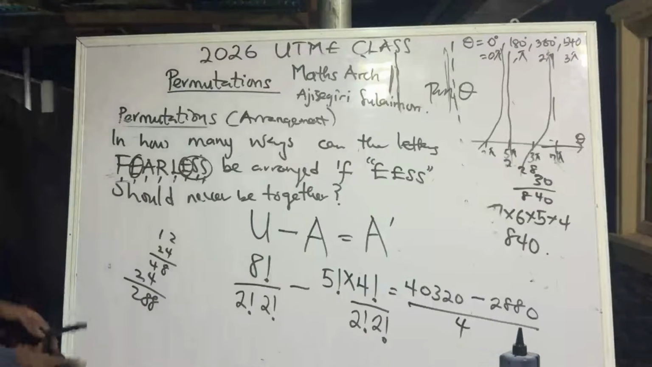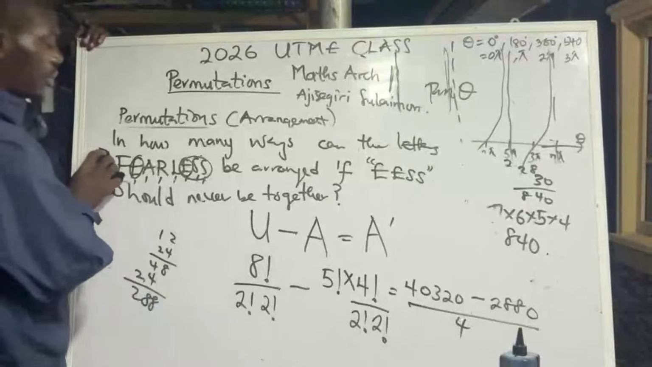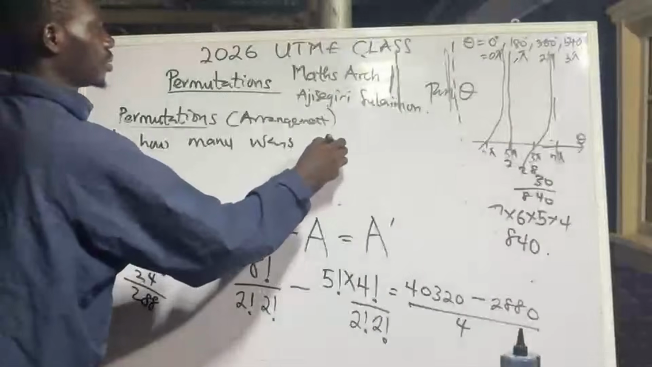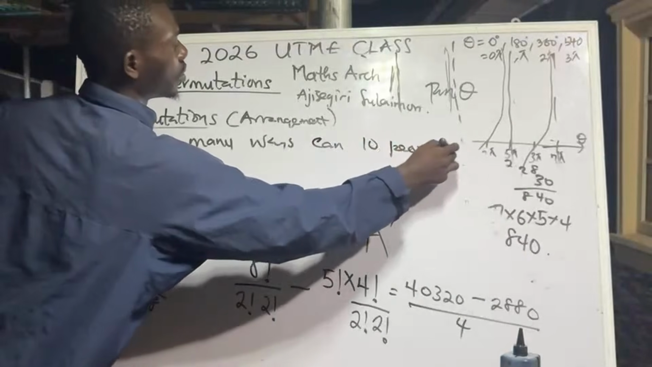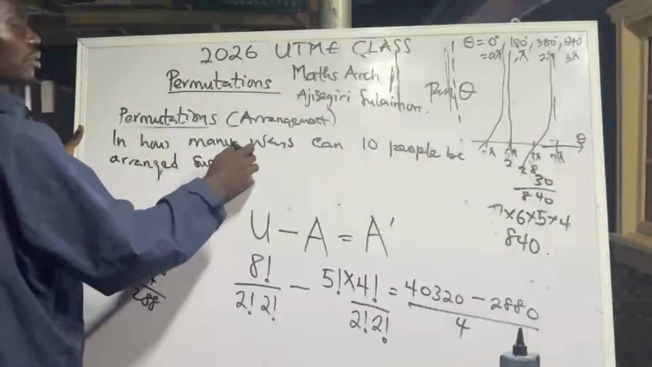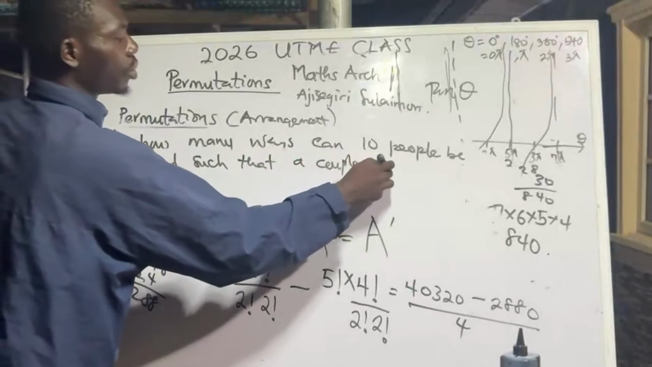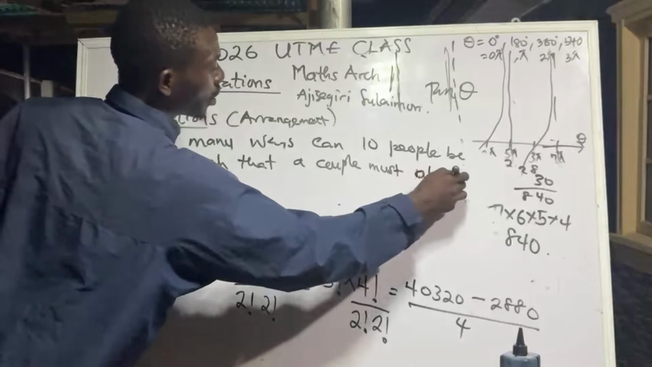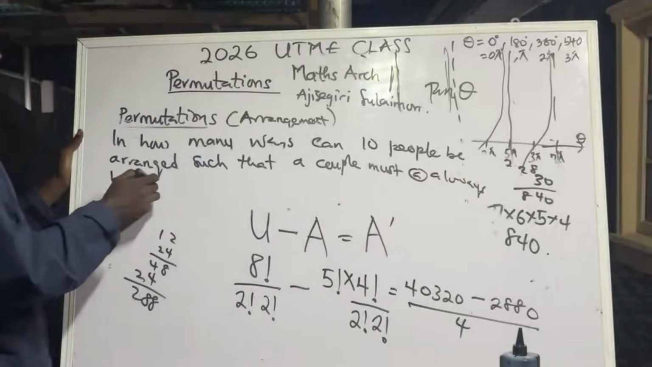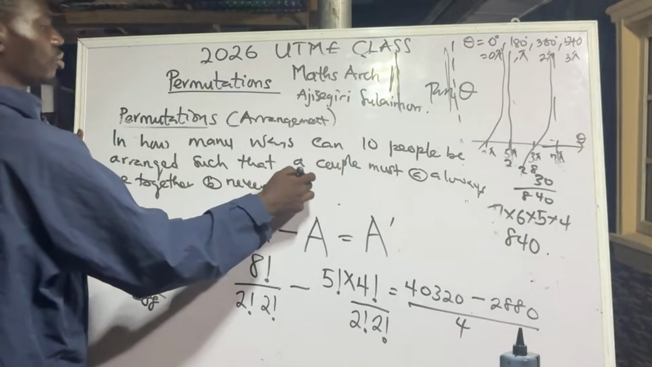Here, we want to arrange 10 people. In how many ways can 10 people be arranged such that a couple must always be together, and the couple must never be together.